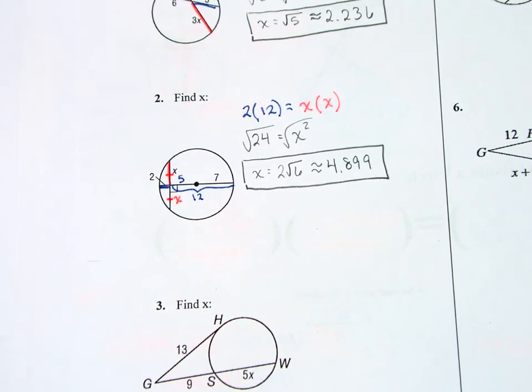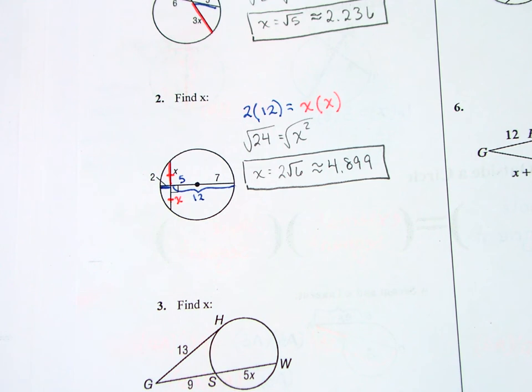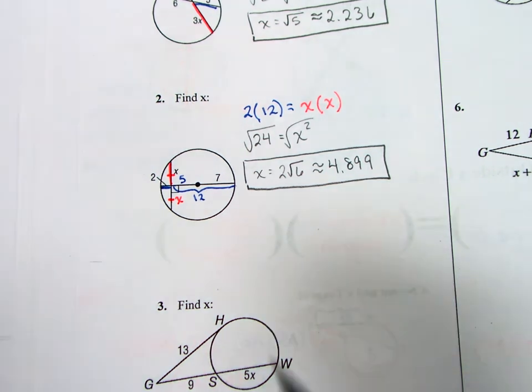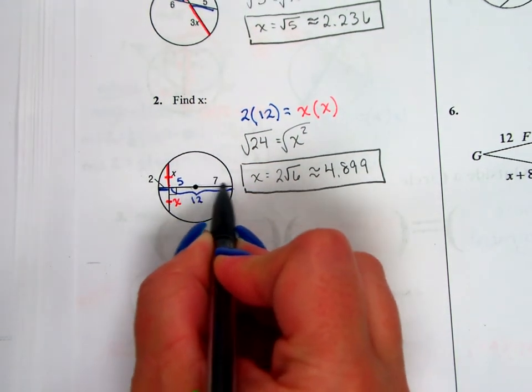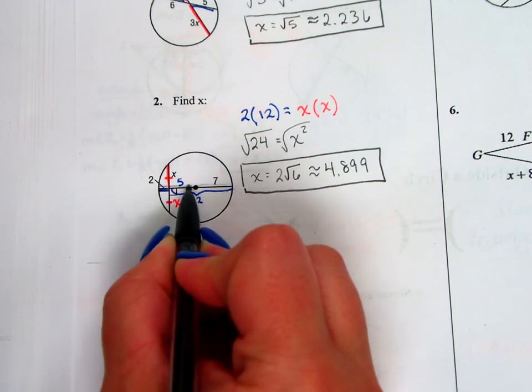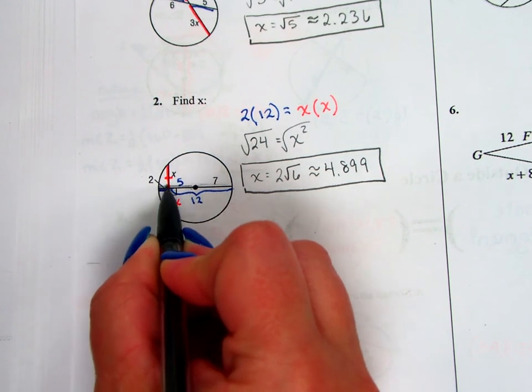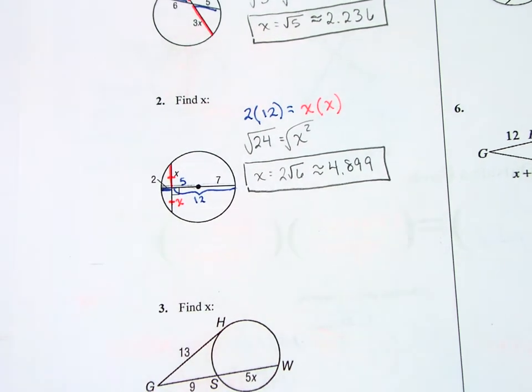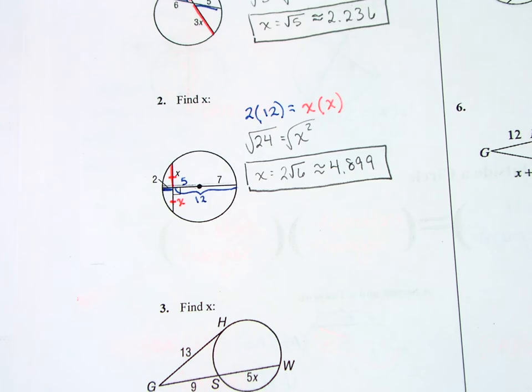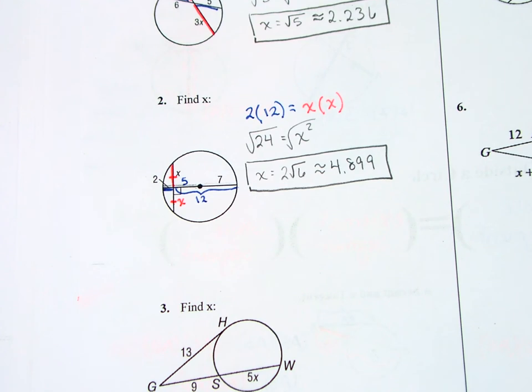Questions on 2? Yes. How did we get the 5? So the radius here is 7, right? That means this radius here is also 7. And if I've got 2 on the outside, then left here there has to be 5. So that whole piece is 7, and there's a little bit of 12.